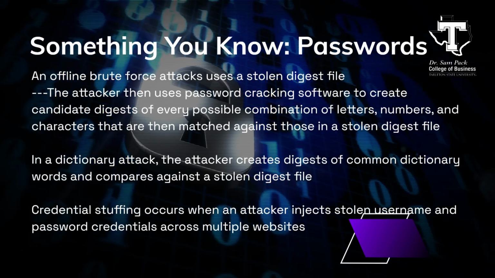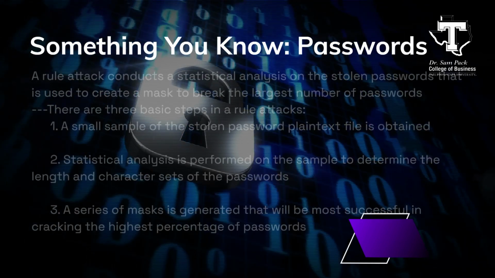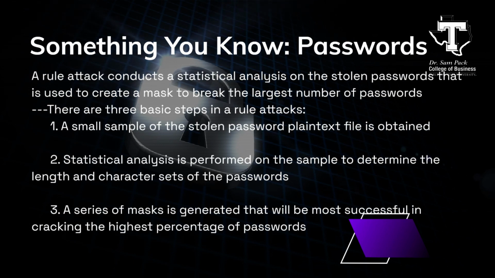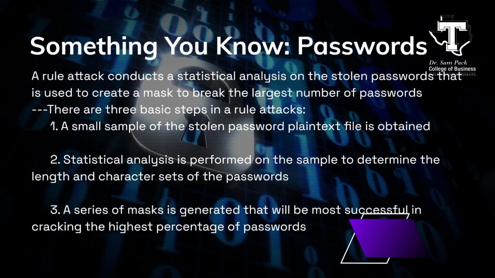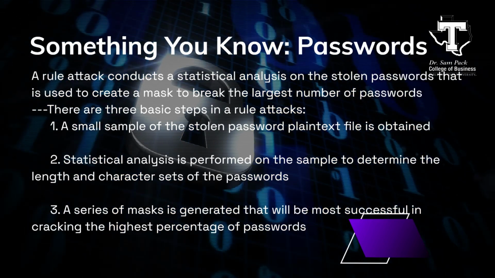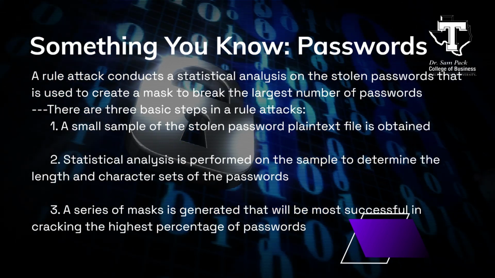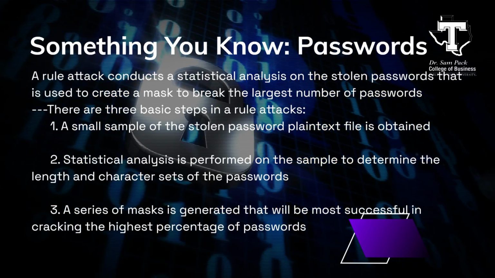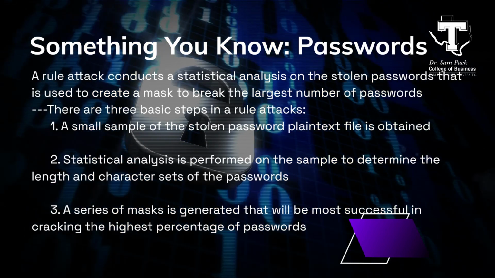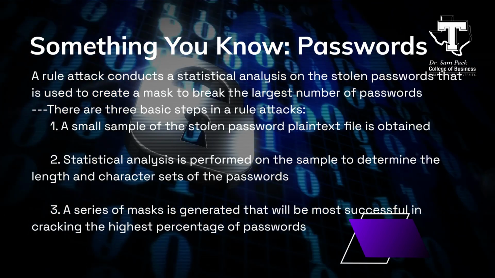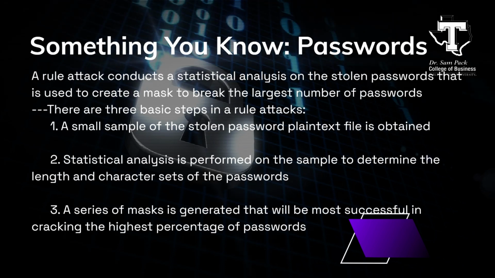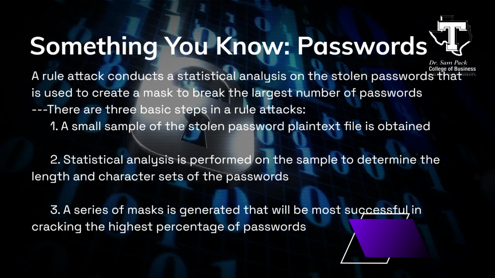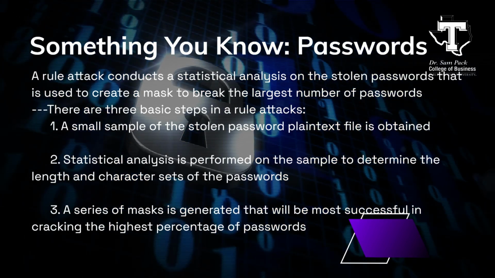Now, let's talk about rule attacks, a clever way hackers crack passwords. They follow 3 basic steps. First, hackers grab a small sample of stolen passwords. Then, they analyze this sample to find common patterns, like password length and character types. Finally, they create masks based on these patterns to guess passwords more efficiently. By using these masks, hackers can crack passwords faster. This is why strong, unique passwords are so important.